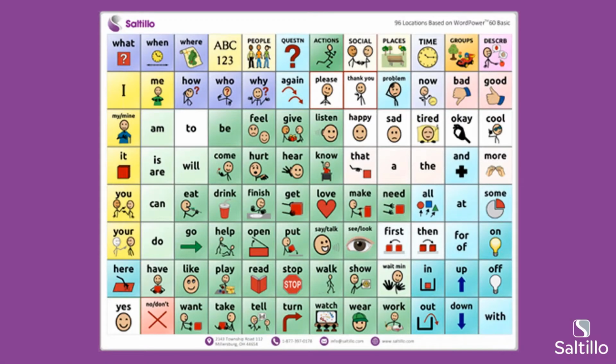So now I want you to get out your handout. It is our low-tech board. It's a 96 location board that's based on WordPower 60 Basic. I want you to get that out, as well as your Stepping Stones to AAC organizational tool. I'll show you a quick screenshot of that in the next slide so you know what it looks like.